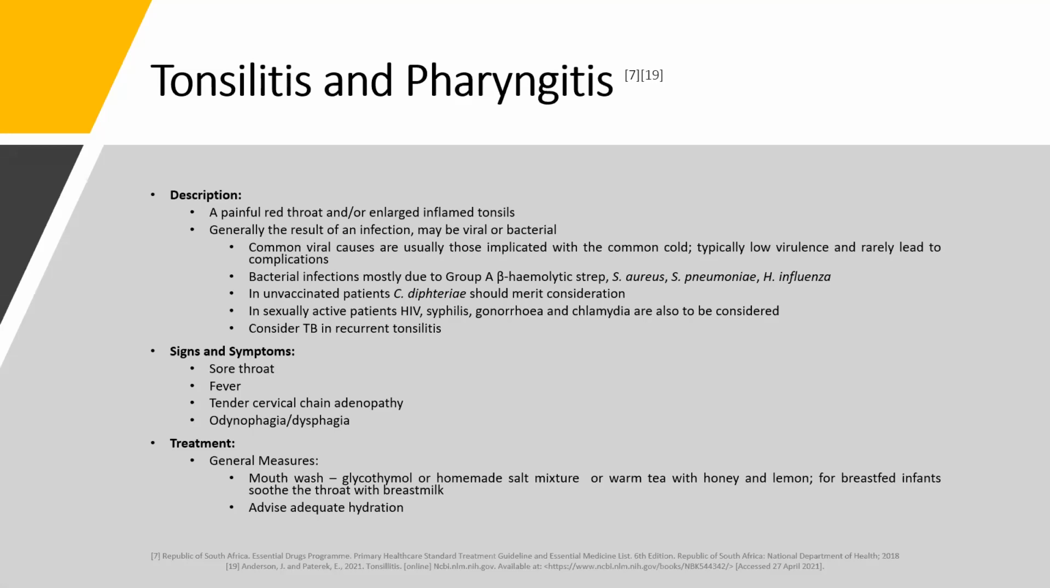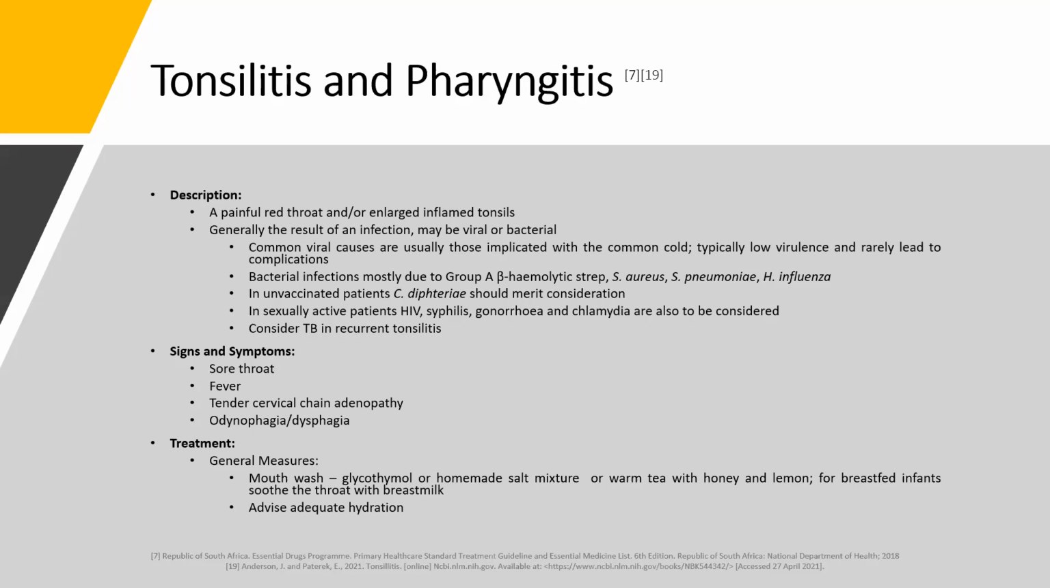In unvaccinated patients, we need to also consider Corynebacterium. In our older sexually active patients, HIV, syphilis, gonorrhea, and chlamydia are also to be considered, and TB is again a consideration in recurrent tonsillitis. These patients would complain of a sore throat, they'll be systemically unwell.